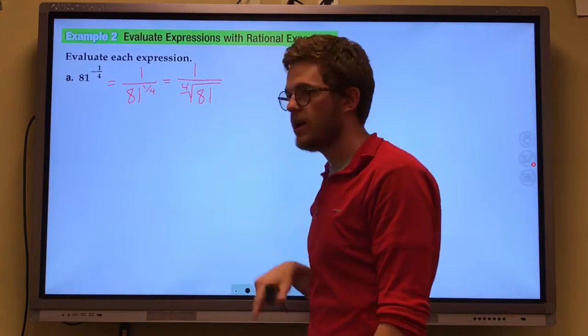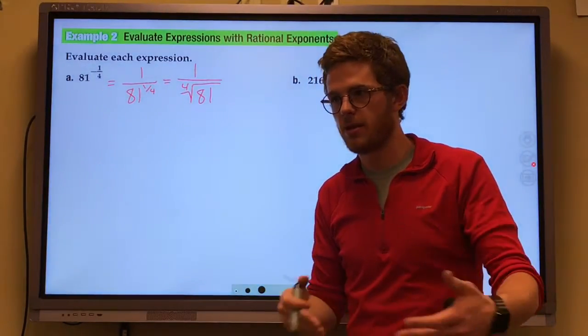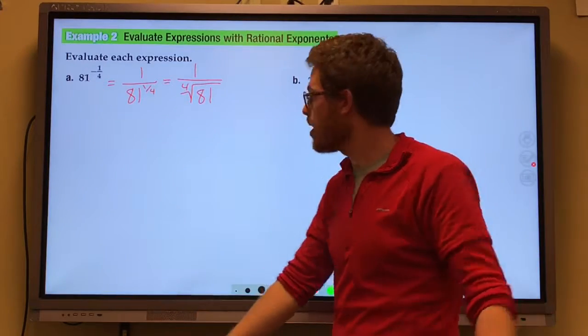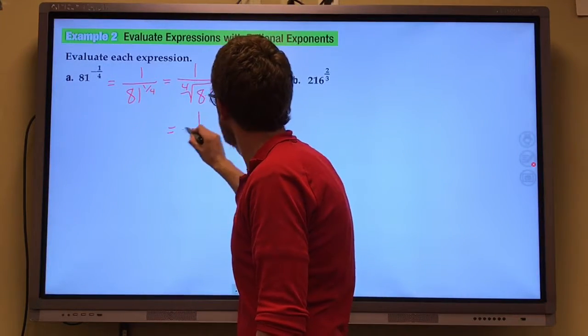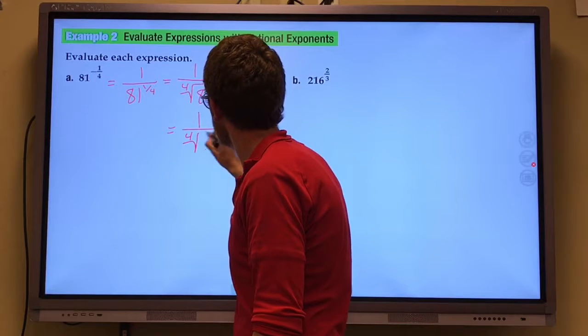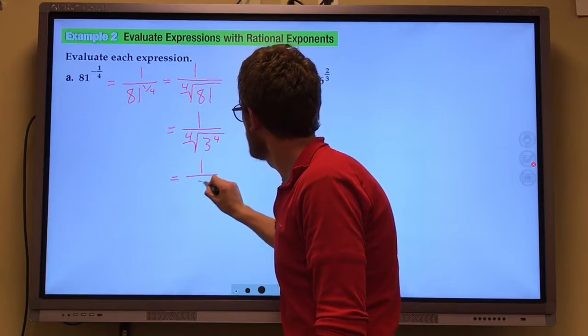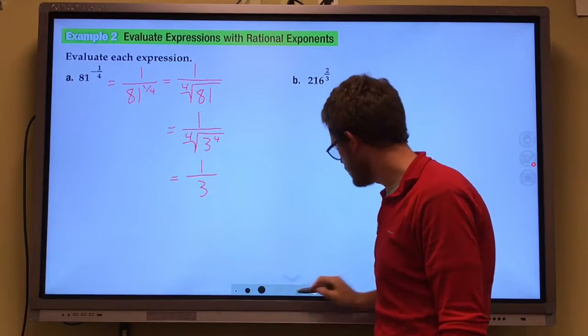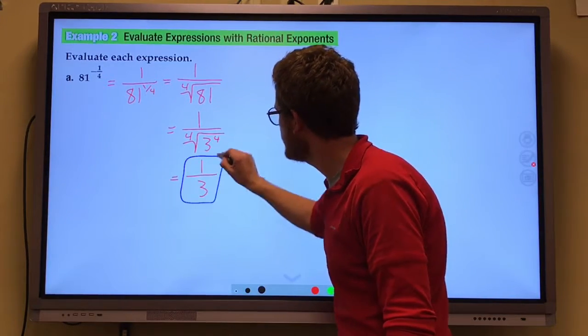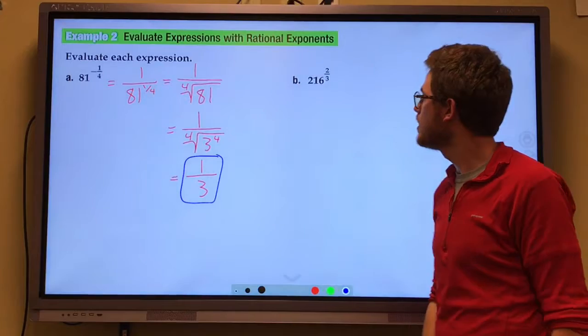The 4th root of 81 you can find, of course, you can type into your calculator. We can also do the prime factorization. This is the 4th root of 3 to the 4th power, so this is really a 3 in the denominator, so this expression simplifies out to be 1/3.